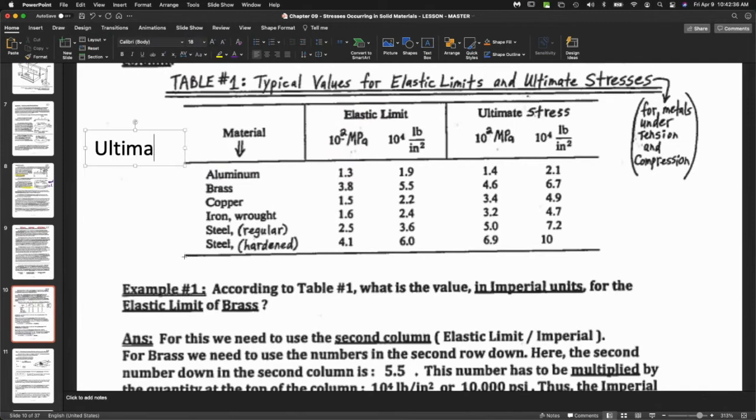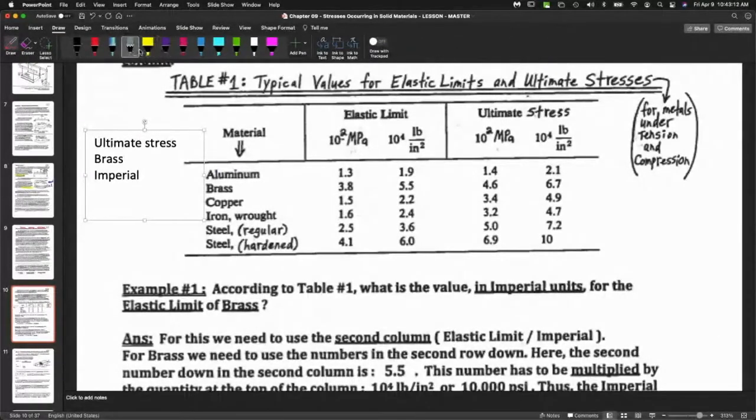I want the ultimate stress for brass, Imperial. All right, talk to me, people. Ultimate stress, brass, Imperial. Go. That's excellent, Shalon. That's excellent work there. So, that's 2 people.